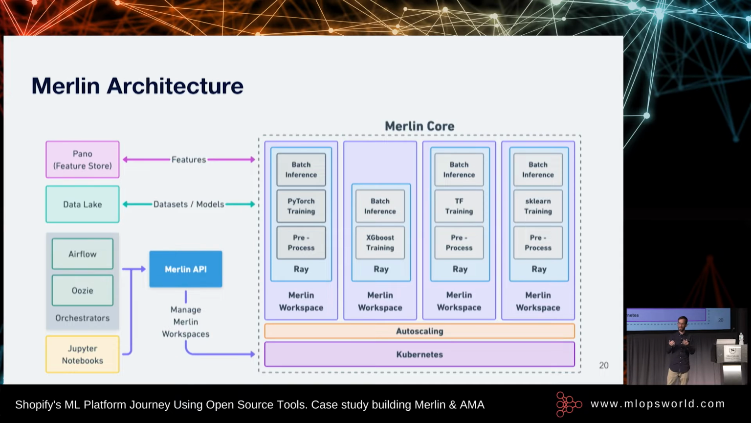This just shows the fast iterations that can happen between prototyping and production. The user from a Jupyter notebook can already create that scalable environment, the Ray cluster and Merlin workspace that will later be used in production.